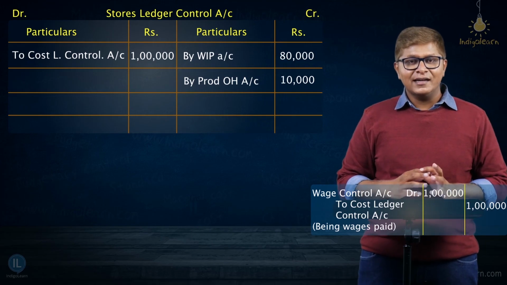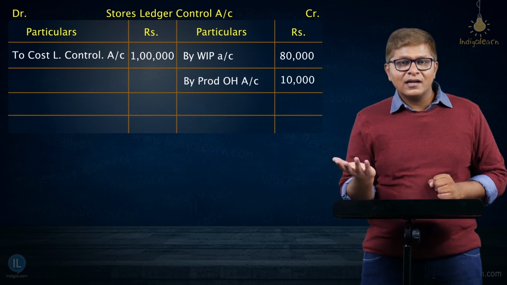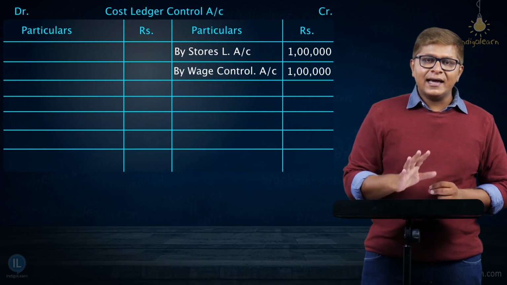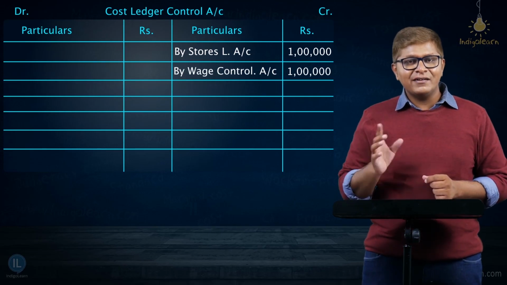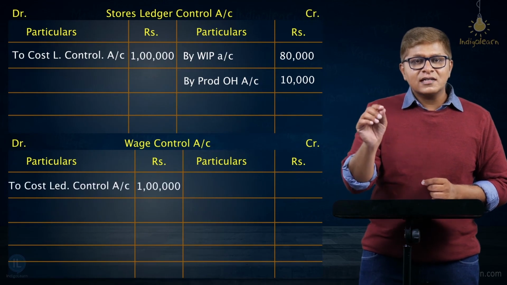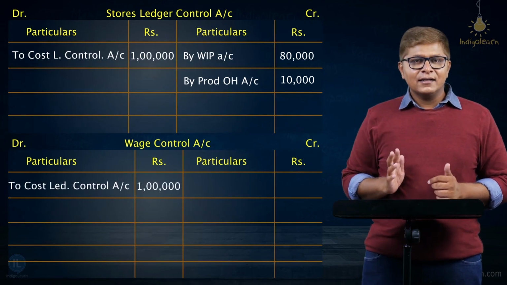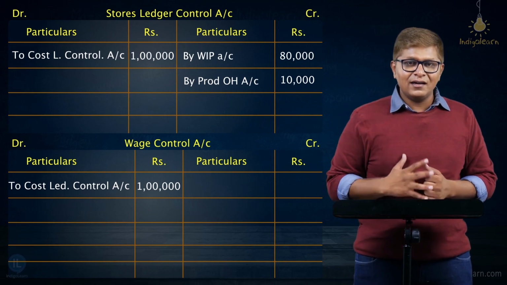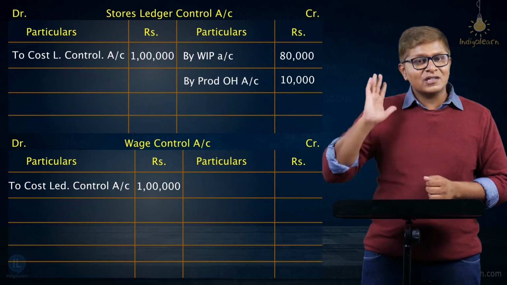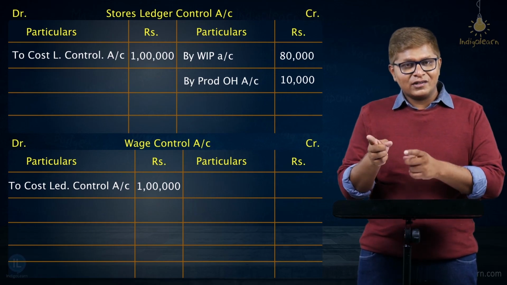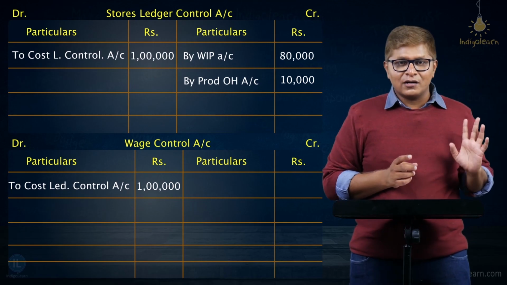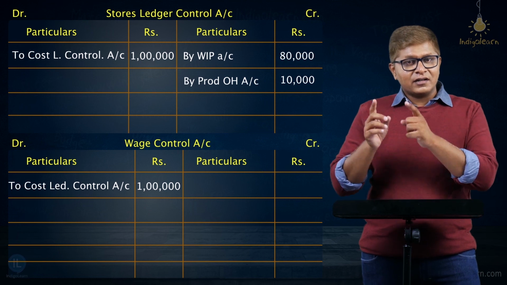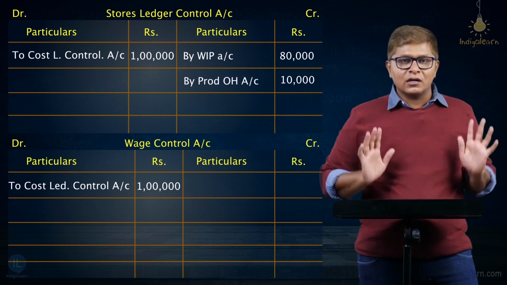Let's do the entry posting. In the cost ledger control account, we have on the credit side by wage control account 1 lakh, and in the wage control account on the debit side we will write to cost ledger control account 1 lakh. Now what has happened? How have we used this wages? They are saying out of this 1 lakh rupee, 60,000 is direct towards production. Alright, so we need to transfer 60,000 directly to WIP account. They are saying 20,000 is towards the production related activity. So we will transfer 20,000 to the production overhead control account.